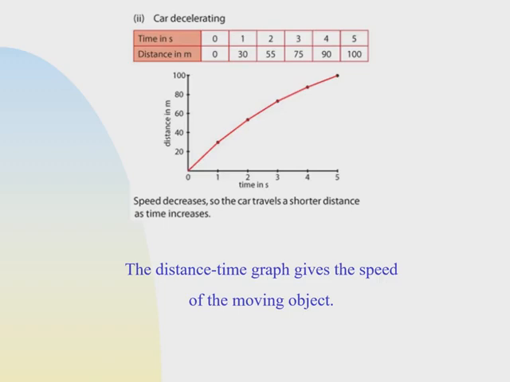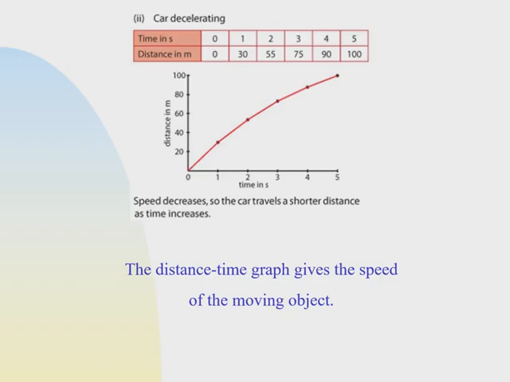For example, 30 by 1: first the speed is 30 meter per second. Second is 55 by 2, which comes to 27.5. Then third, 75 by 3, it will come 25. 90 by 4, it will come again 22.5. Then 100 by 5, it will come 20. So every time distance is increasing, time is also increasing, but speed is decreasing. So we are saying the car is decelerating.